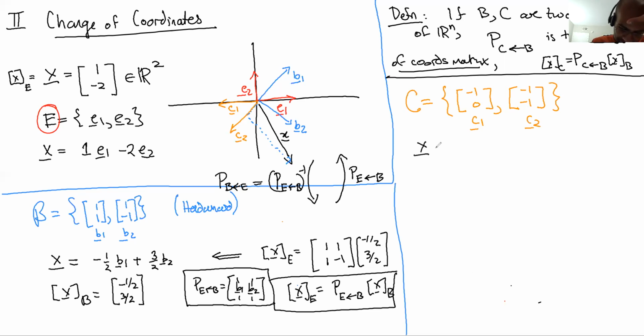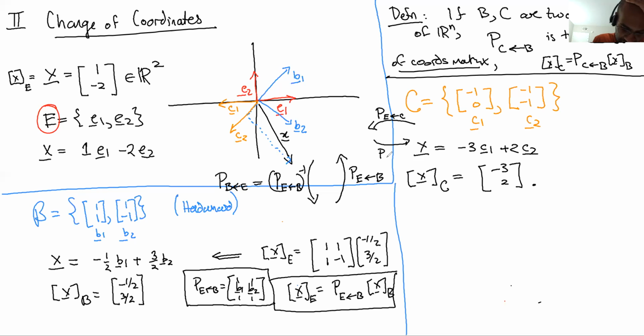And again, I can write X as a linear combination of these elements, and I did it earlier, and I got that it's -3C1 plus 2C2. So that means that the coordinates of X with respect to C are -3, 2. And again, I can translate from the C basis to the E basis by applying these change of coordinates matrices, P of E gets C, and in this direction, P of C gets E.